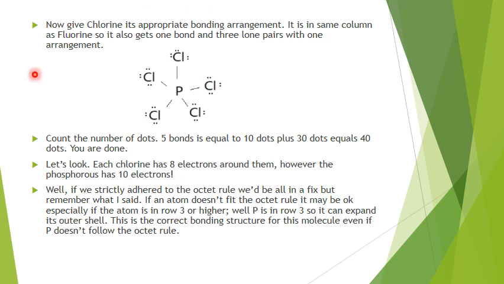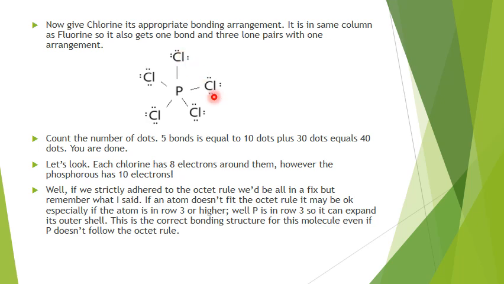All right, now what we do is we give chlorine its appropriate bonding arrangement. Chlorine is in the same column as fluorine. So if you look at that table that I gave you, fluorine always has 1 bond and 3 lone pairs. So we're going to give each chlorine 1 bond and 3 lone pairs.